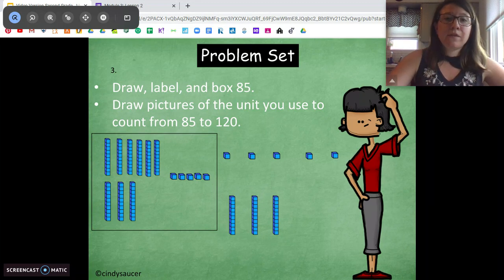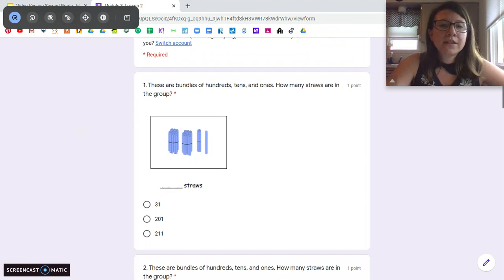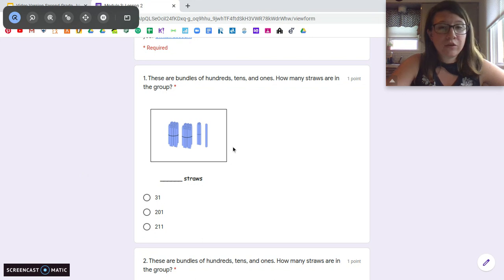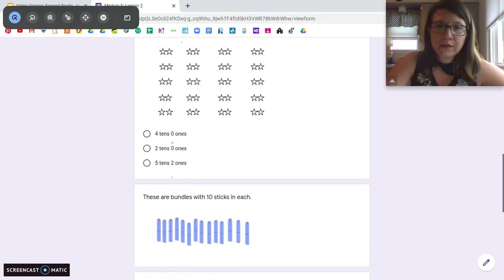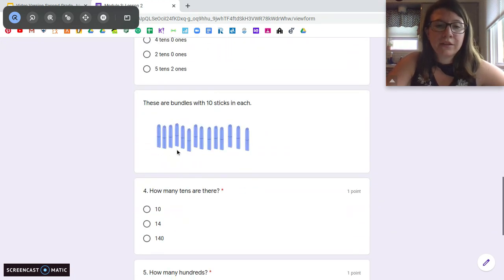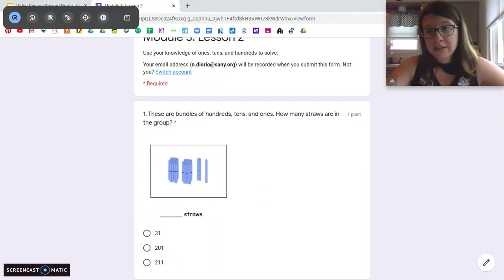All right, we're going to skip that one for now because I want us to get into our exit ticket. So for today, you're going to be looking at a picture and counting how many straws are in the group. These bundles right here, the bigger ones, are groups of 100, and these smaller ones are groups of 10, and these are your ones. So this is hundreds, tens, and ones. And you're going to pick the best answer. Same thing down here. These are groups of 10. And then you're going to do groups of, and you're going to tell me how many stars there are. And then these are groups of 10 as well.